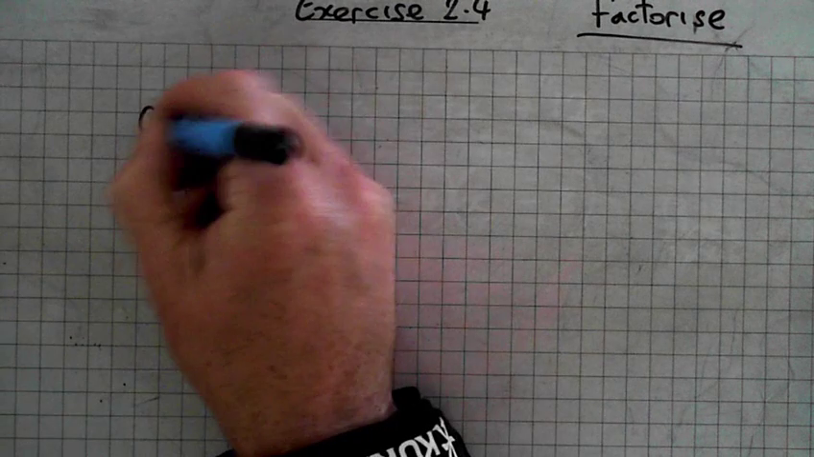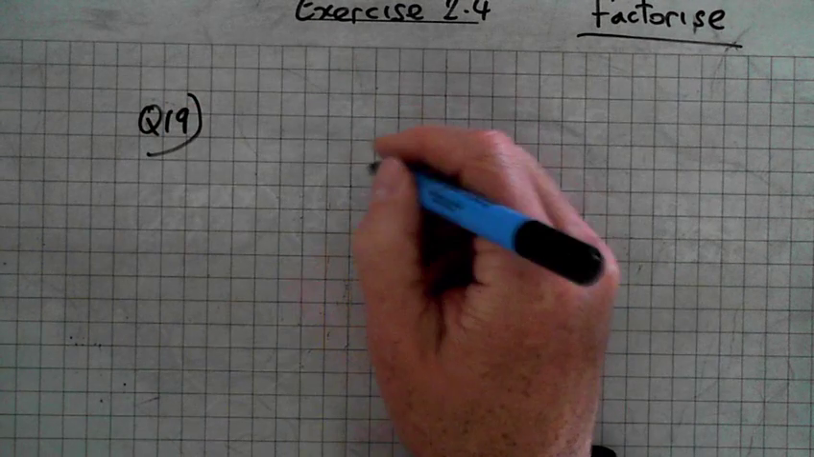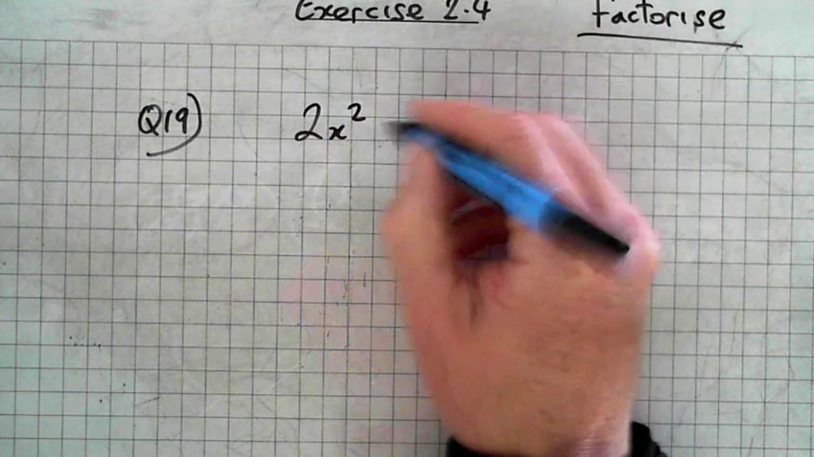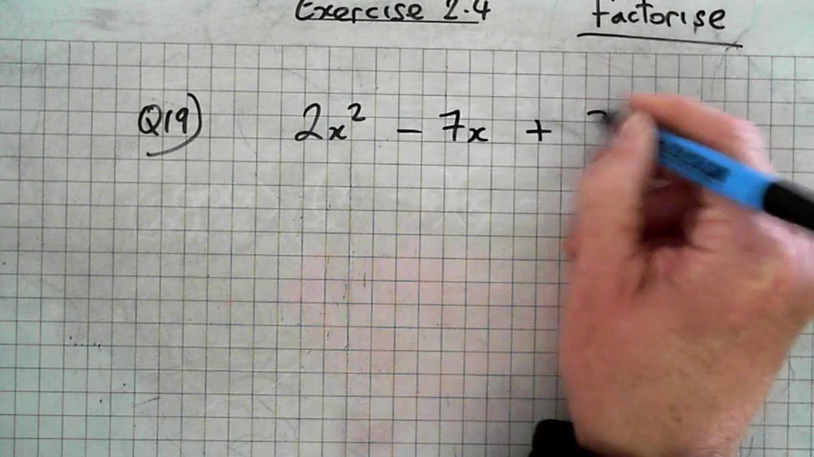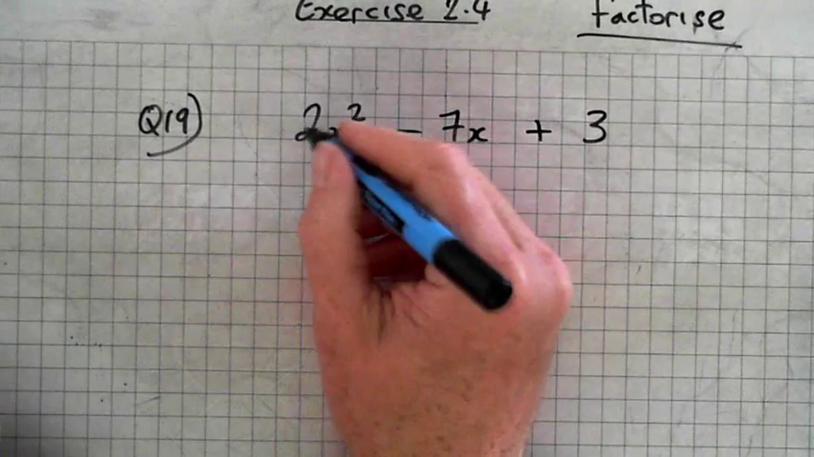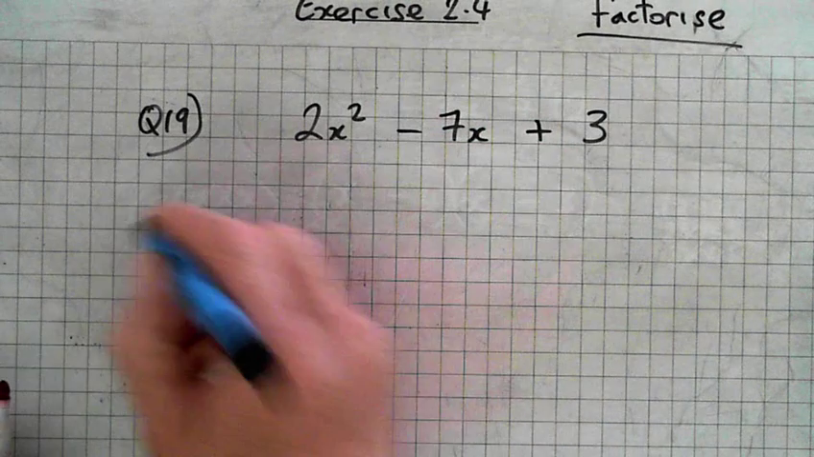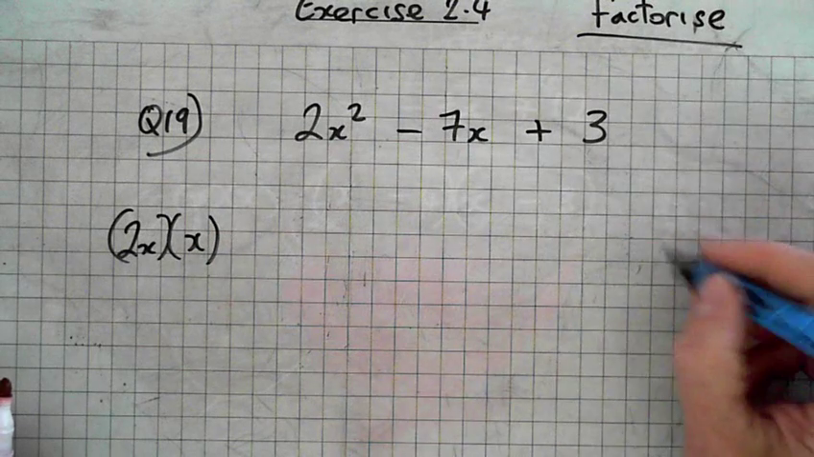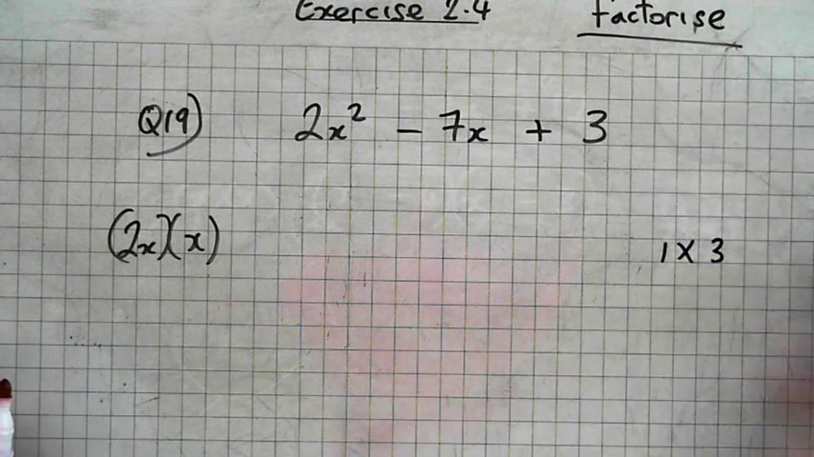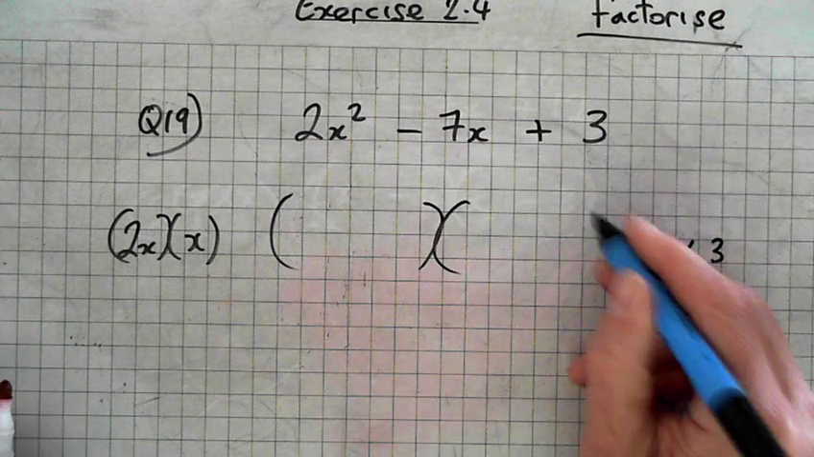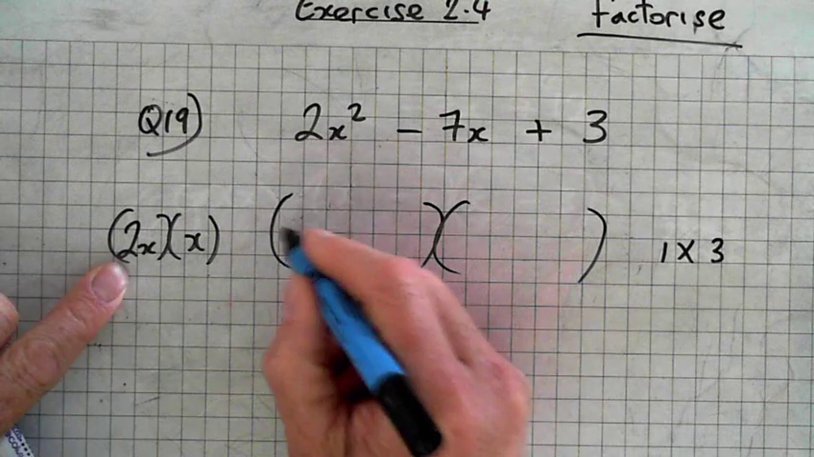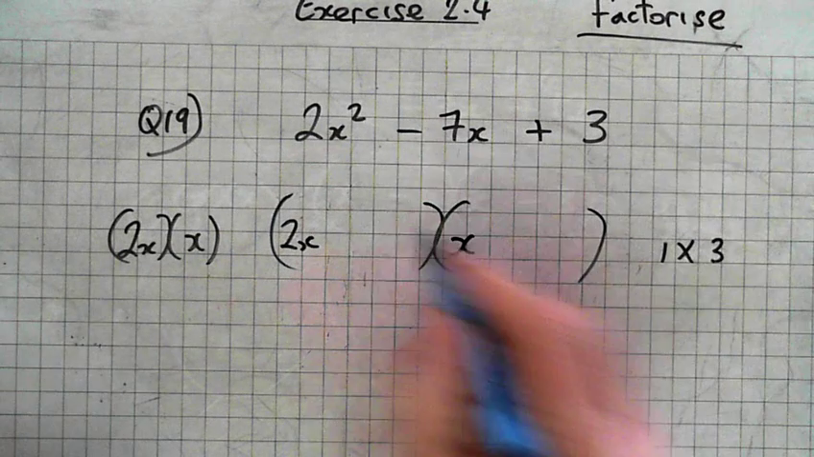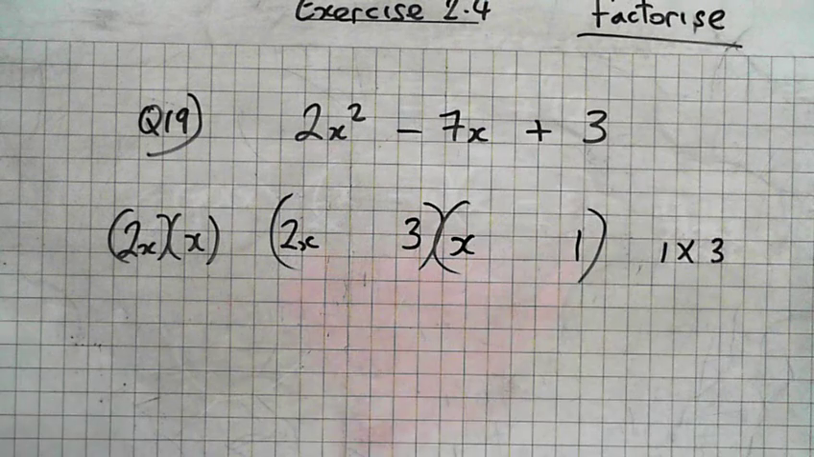Now, question 19. 2x squared minus 7x plus 3. Right, again, how do we get 2x squared? What are the factors? 2x by x. Factors of 3, 1 by 3. So we put the 2x here and the x there, and we put in the 3 here and the 1 there.